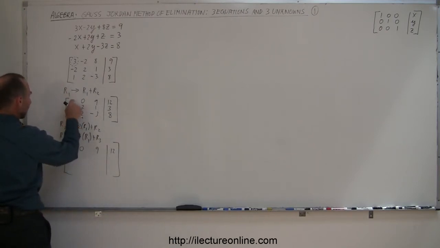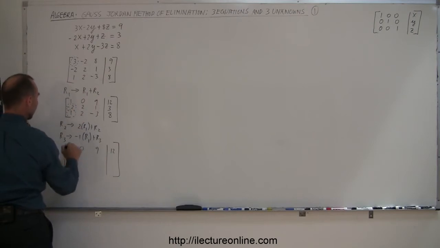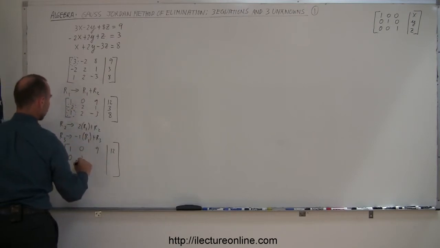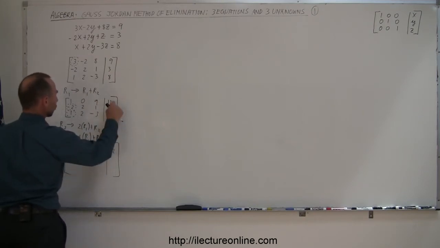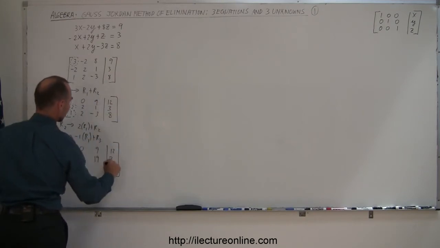So 2 times 1 added to this gives me 0. 2 times 0 added to 2 gives me 2. 2 times 9, 18, added to 1 gives me 19. 2 times 12, 24, plus 3 gives me 27.